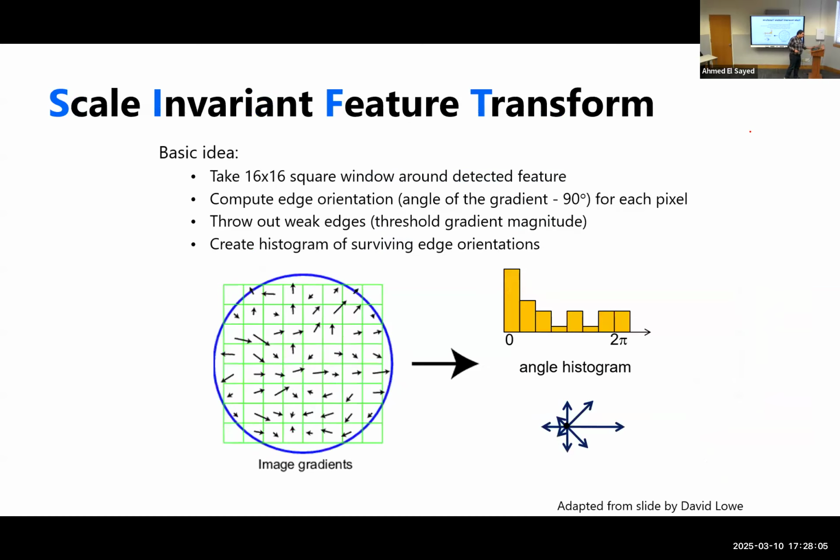On the other hand, some people said no, we don't want to do this. We want to use the blobs. And we want to focus not on the value of the image, but onto the orientation of the gradient. What does this mean? Listen, around each blob point, I will take a 16 by 16 square window. So assume that this is 16 by 16.